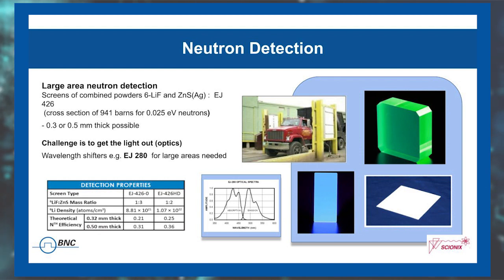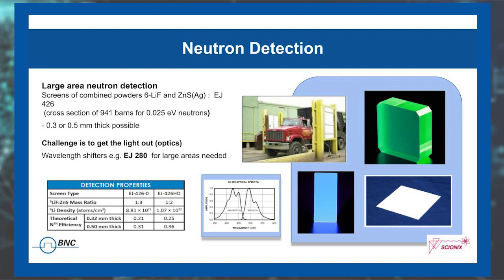And these materials are quite efficient thermal neutron detectors. The efficiency is 30% to 50% even, in 0.5 millimeter thickness. They emit blue light. In the middle, you see the emission. And they are made in sheets up to really large sizes.